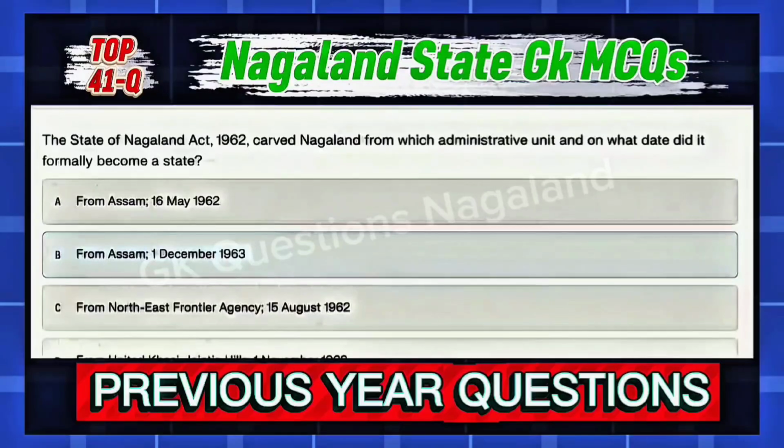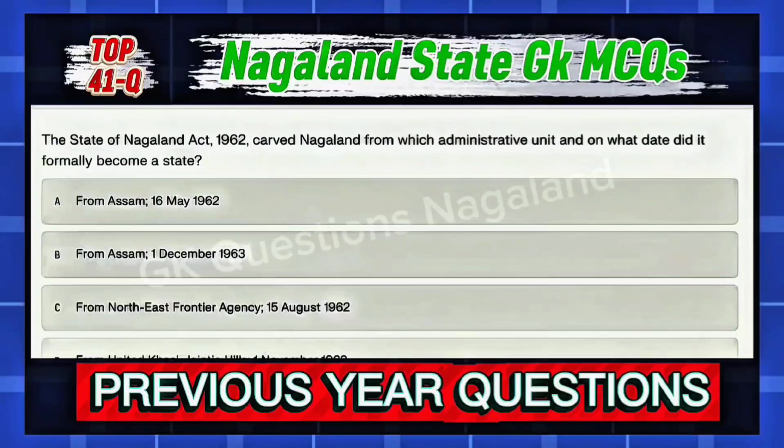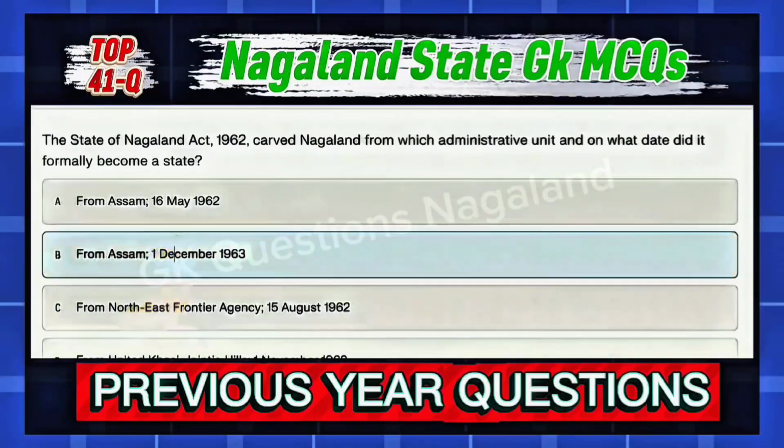Question 23. The State of Nagaland Act 1962 carved Nagaland from which administrative unit, and on what date did it formally become a state? Options: A. From Assam, 16 May 1962. B. From Assam, 1 December 1963. C. From Northeast Frontier Agency, 15 August 1962. D. From United Khasi Jaintia Hills, 1 November 1963. The correct answer is B. From Assam, 1 December 1963.